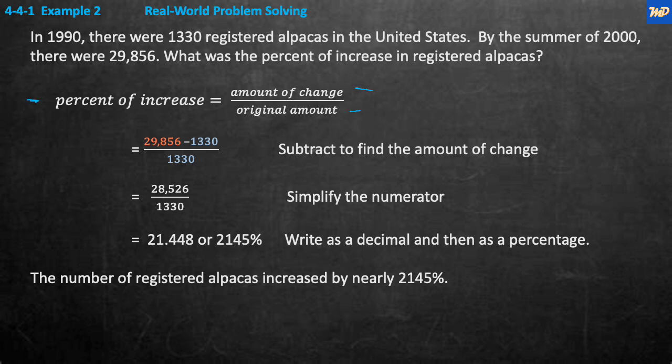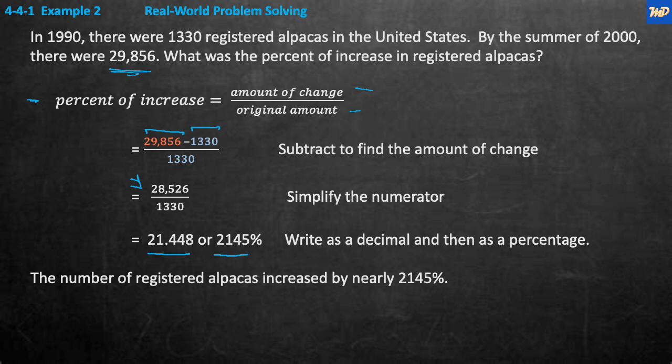Okay, in our case, the amount of change is 29,856, right here, and where it started was 1,330. So we're going to subtract those and divide that by 1,330, the number we started with. We started in 1990 and we ended in 2000. When you subtract these two, you're going to get 28,526, still divided by 1,330. And now when we do that division, you're going to get 21.448, or 2,145%. It's a pretty good percentage.